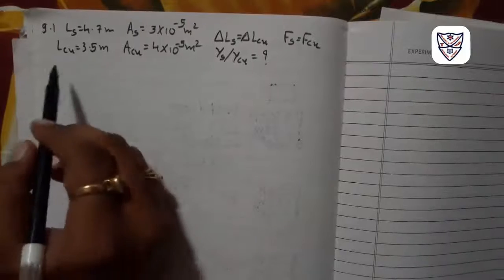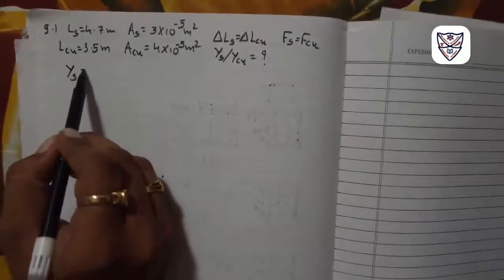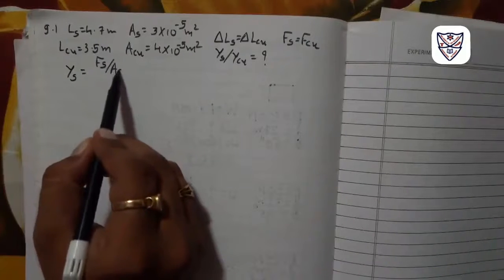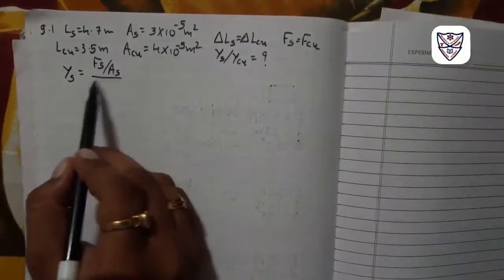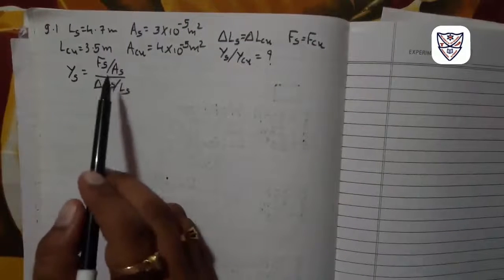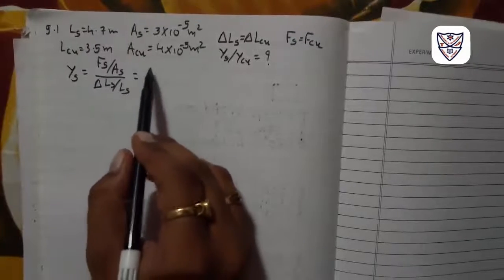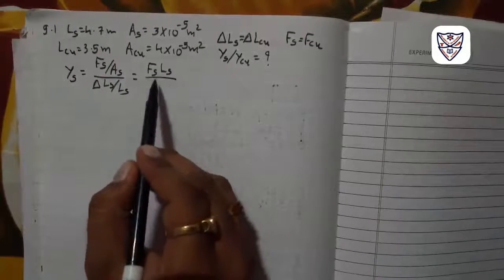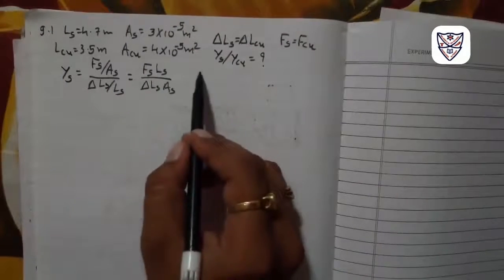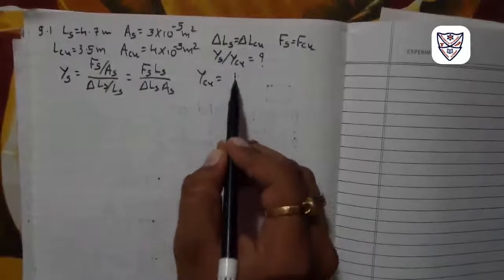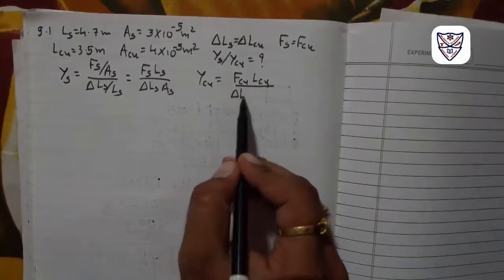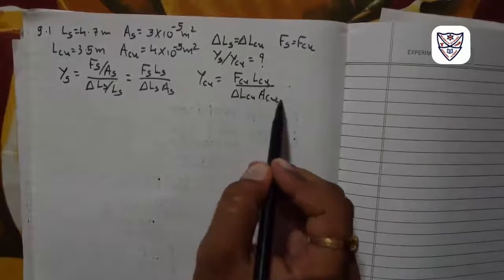So to find that, first I have to write the Young modulus of steel. The formula for that is F upon A, for steel Fs upon As, upon delta Ls upon Ls, means stress upon strain. So it is equal to Fs into Ls upon delta Ls into As, right? Similarly for copper wire we get FCU LCU upon delta LCU ACU.